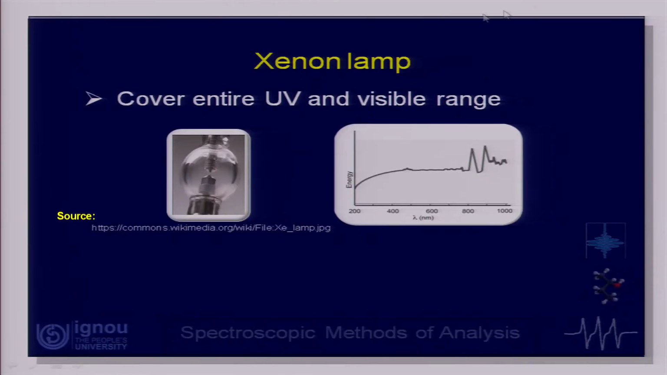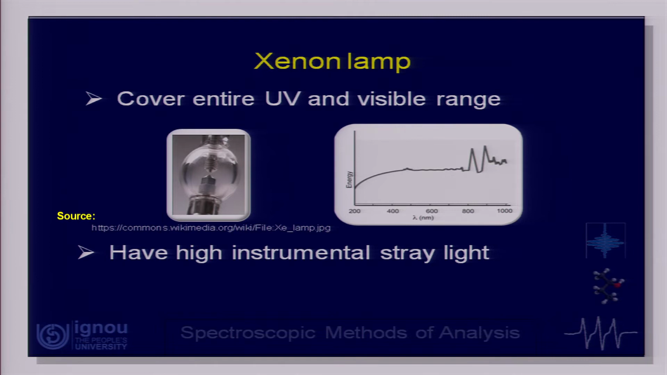Okay. As I mentioned earlier too, nowadays we are even using xenon lamps in instruments for UV visible spectrometry, or UV visible spectrometers or spectrophotometers. The advantage of the xenon lamp is that it covers the entire UV and visible range. You can see that the output starts from about 200 nanometers and goes beyond 1000 nanometers. So, in one lamp itself I have the whole range. However, the problem with this lamp is that there is a lot of stray light, and that hampers the outcome of the measurement.